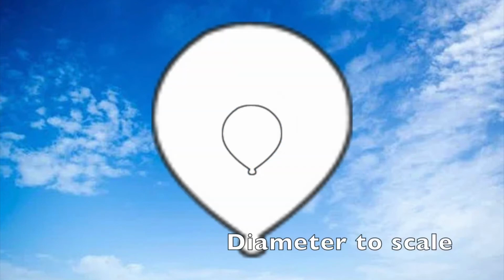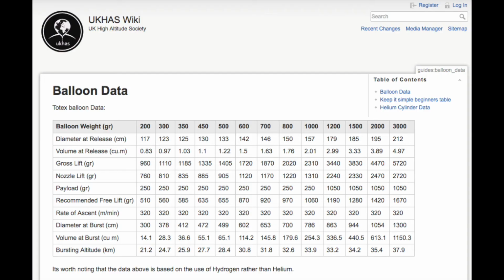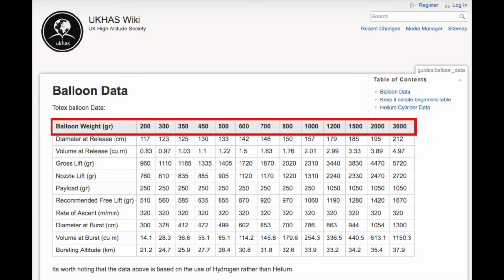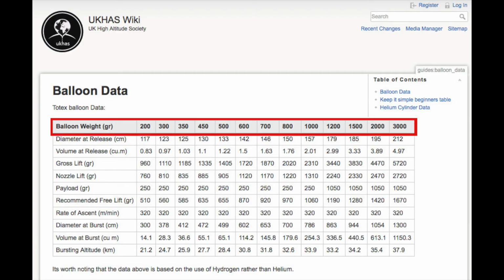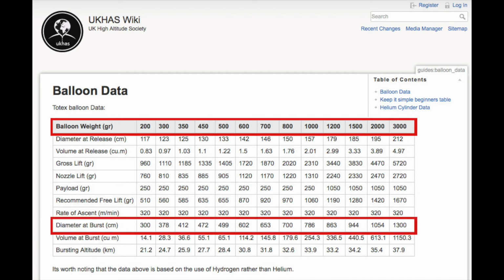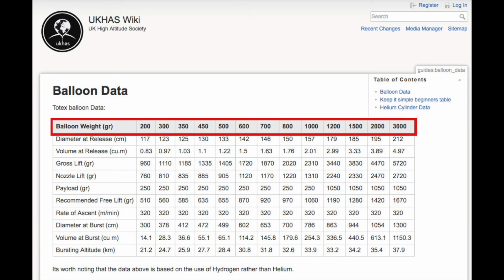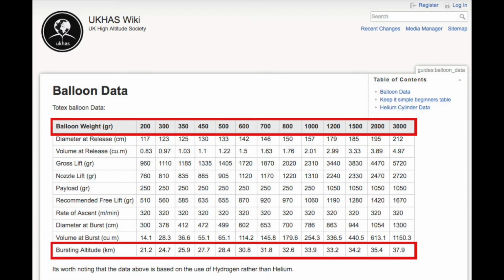That's a big increase. Balloons are sized by the weight of the balloon in grams, and they're manufactured by many different companies. High-altitude balloons are made of latex, and while the different sized balloons are about the same thickness, the larger balloons will expand to a larger diameter before bursting. Some common sizes are 350 grams and 600 grams, but there are many different sizes to choose from. In general, the larger the balloon, the higher the burst altitude of that balloon.